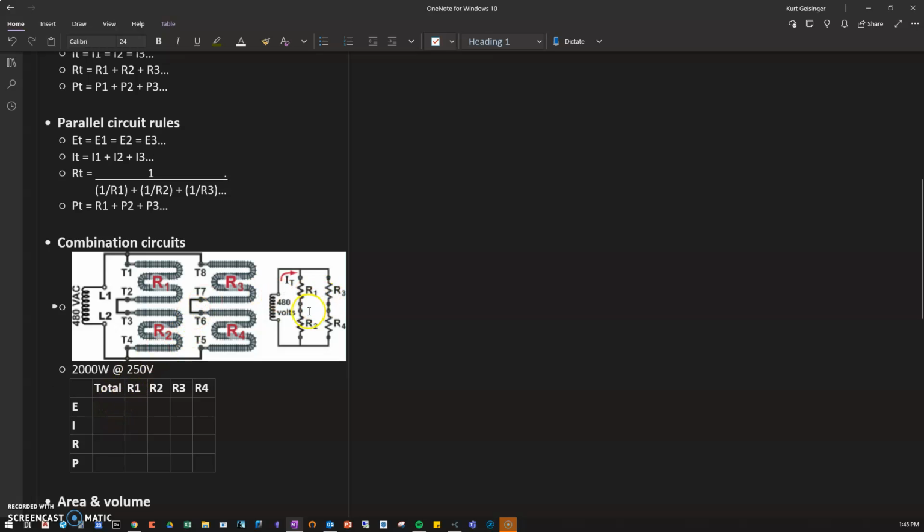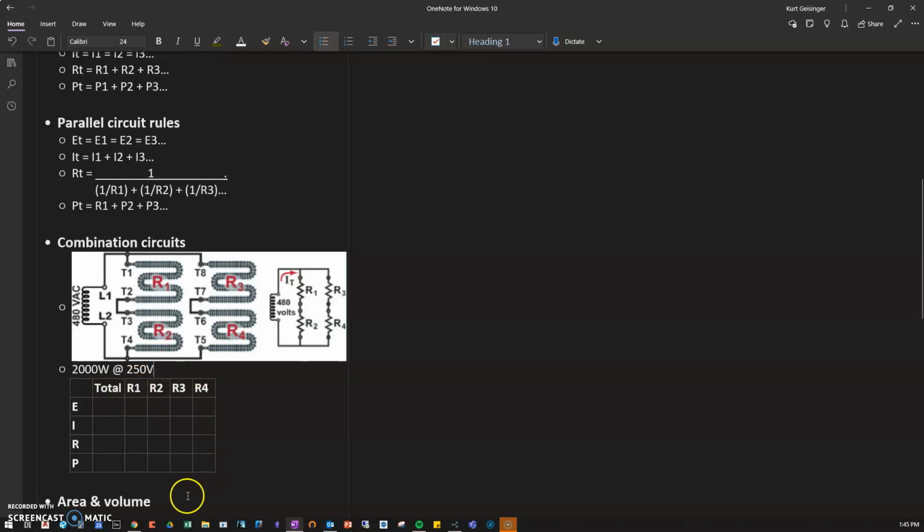Again, keeping in mind all of your circuits on the test are these square type circuits, 2 by 2, and they all use elements that are all equally rated, right? So that's the first thing we've got to know. All these elements are equally rated. In this case, let's just throw out there they are rated 2,000 watts at 250 volts, okay?